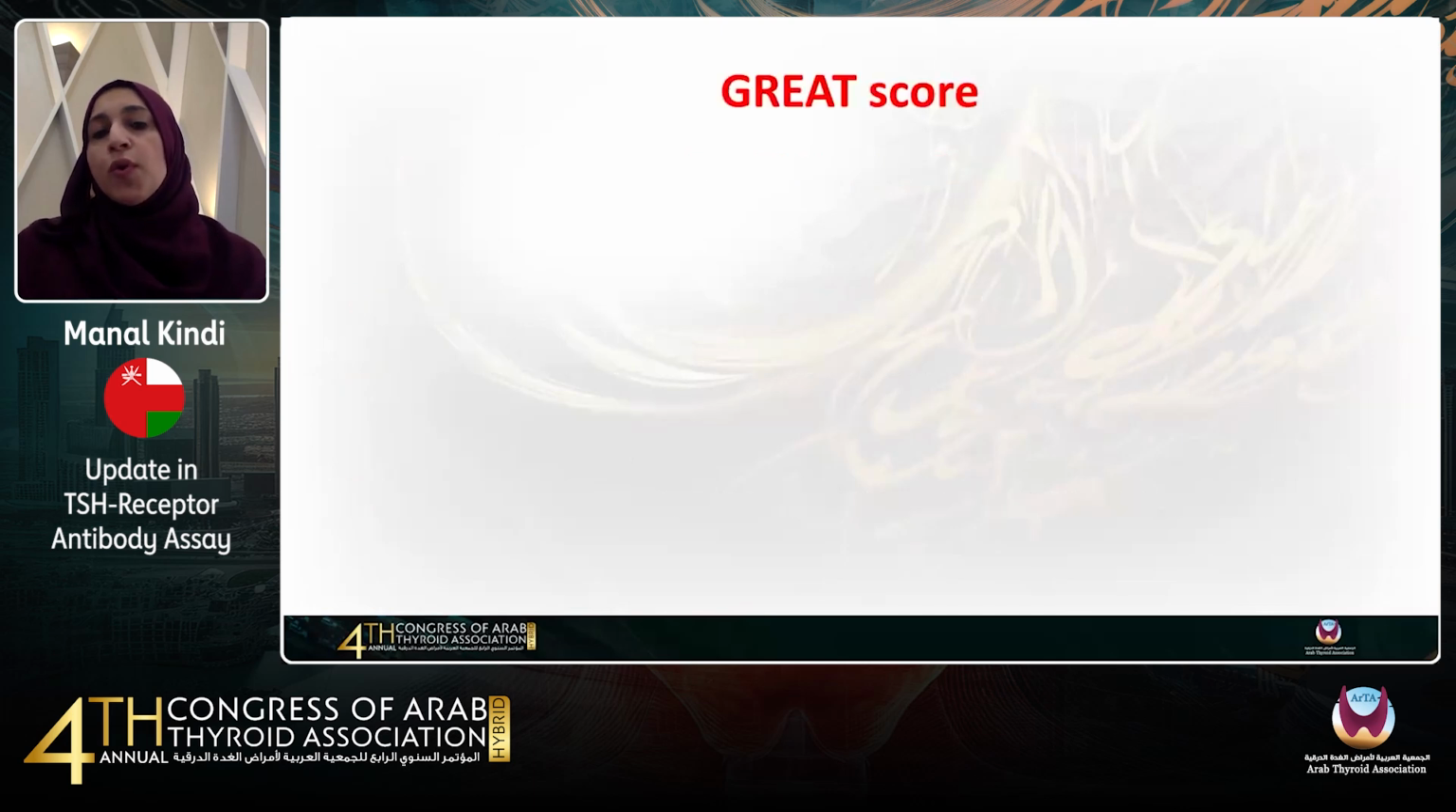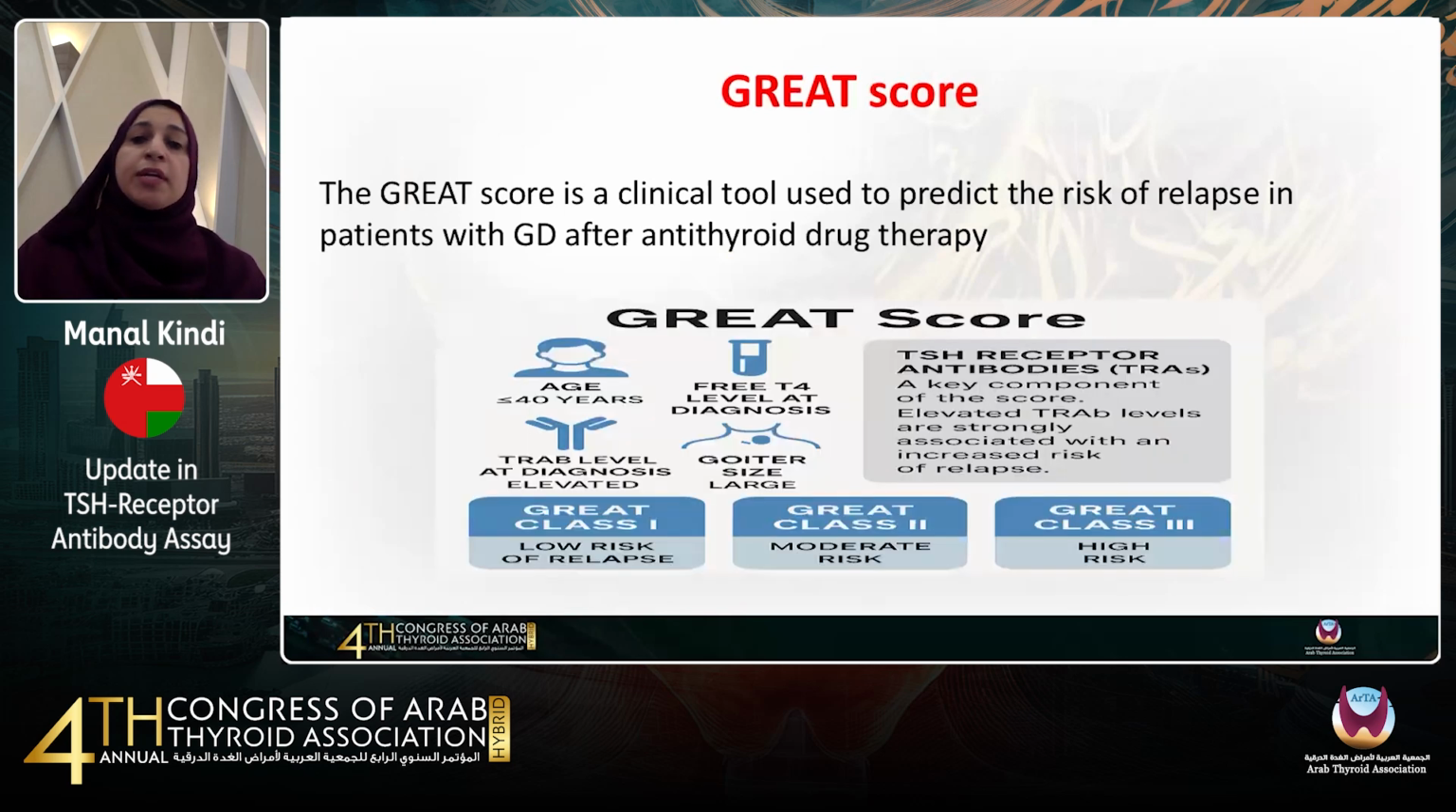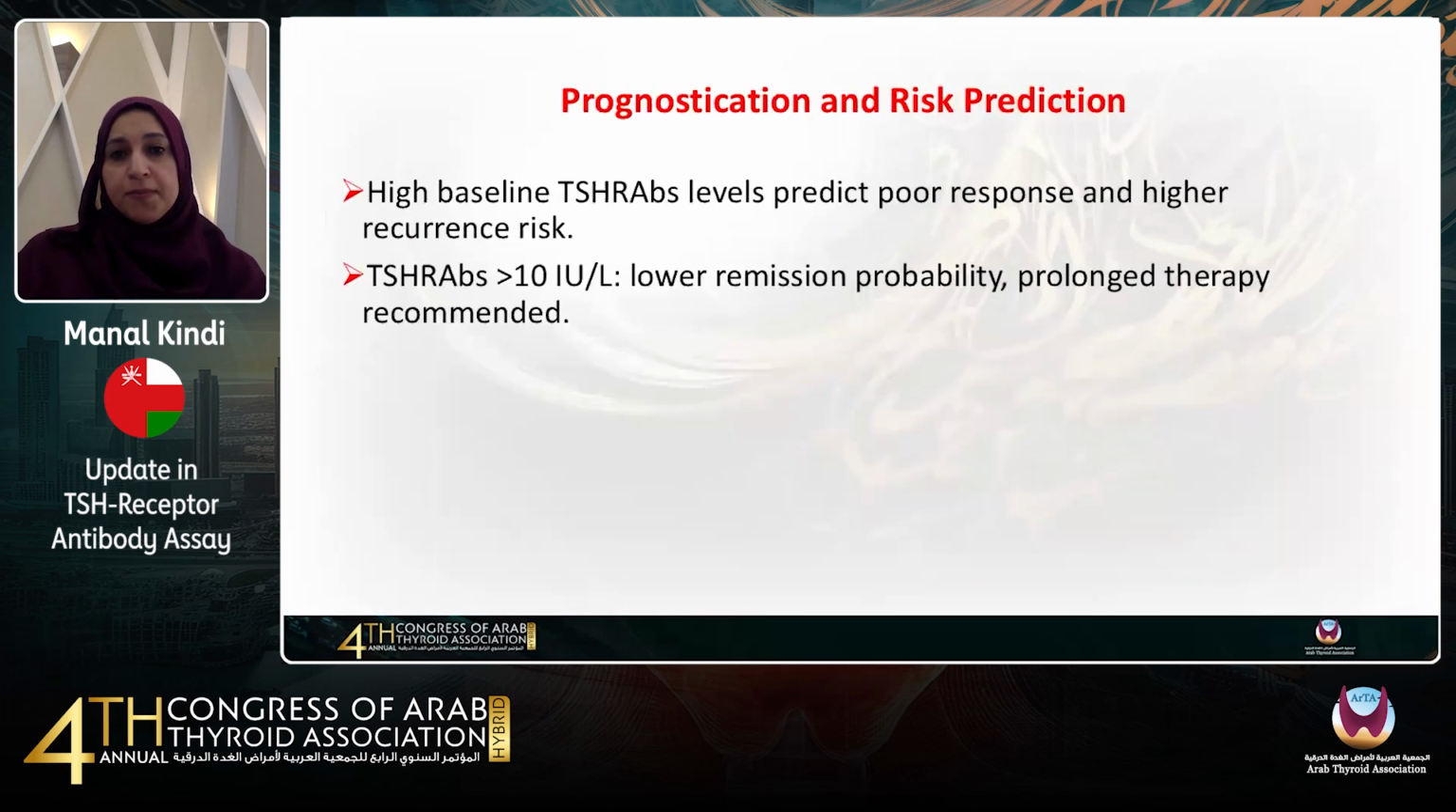I think the majority of you know what a GRADE score is. GRADE score is a clinical tool used to predict the risk of relapse in a patient with Graves' disease after antithyroid drug therapy. The components of a GRADE score are the age, the level of free T4 at the diagnosis, the TSH receptor antibodies level at the diagnosis, and the goiter size. So the TSH receptor antibodies is a key component of the score. Elevated TSH receptor levels are strongly associated with an increased risk of relapse.